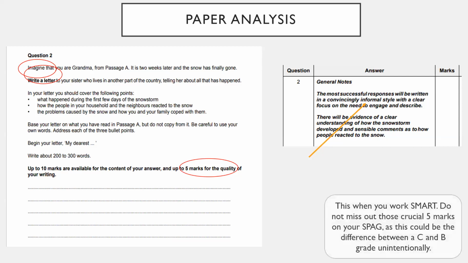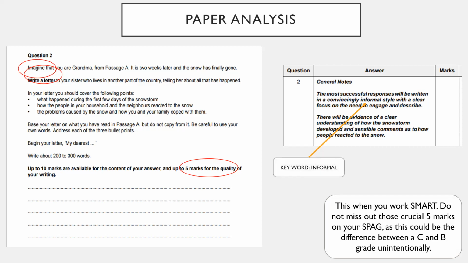Again, this is when you work smart. Don't miss those 5 crucial marks on your SPAG, your spelling, punctuation, and grammar. This can be the difference between you getting a C and you getting a B. It's so important. Don't miss out on those marks.